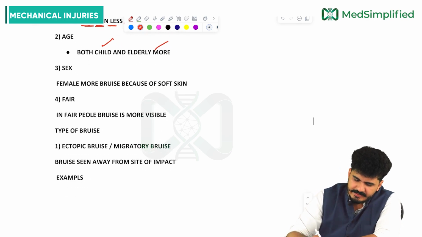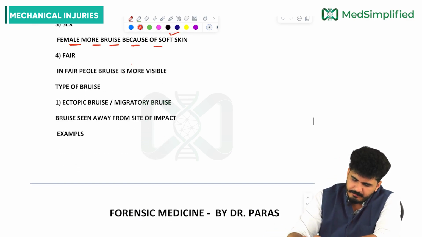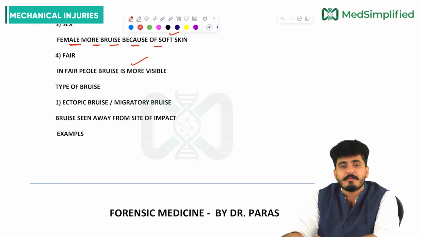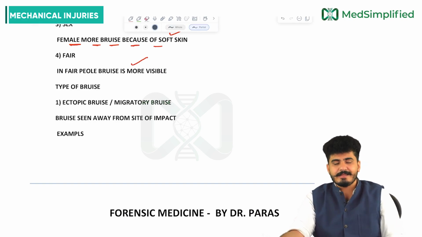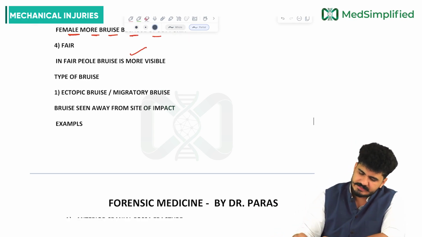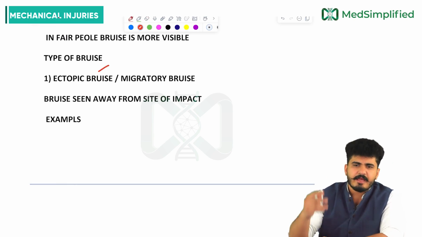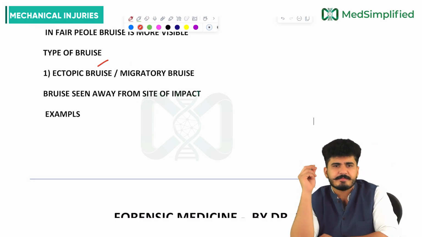Then sex, female more bruise because soft skin is there. Then fair people more bruise because they are more visible, my dear friends. Then type of bruise we have to study right here. Type of bruise, if we talk about ectopic bruise, which is also called as migratory bruise.